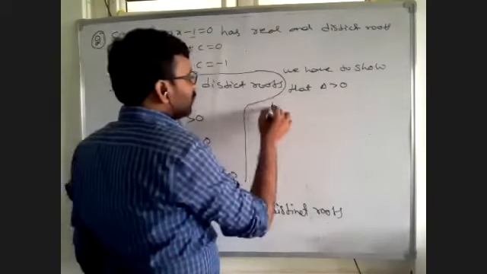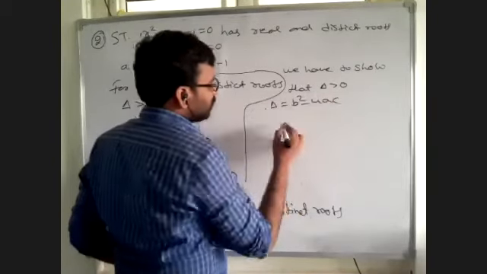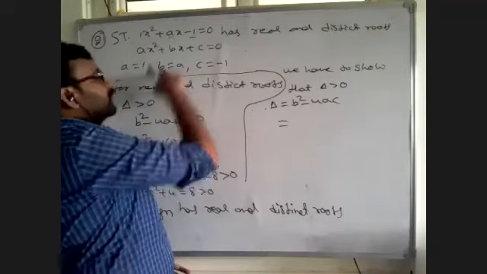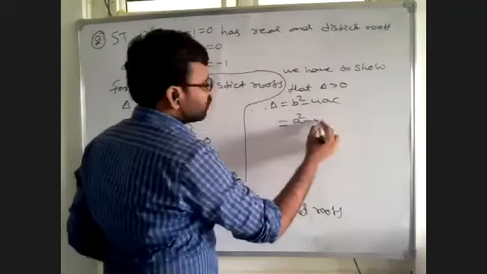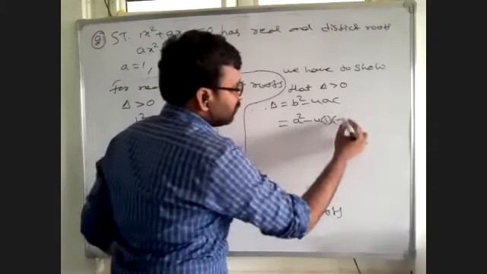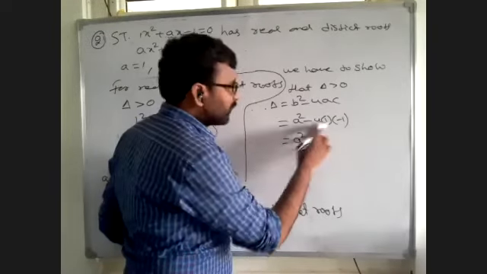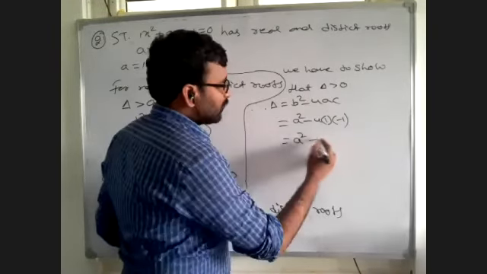Therefore, delta is equal to what? B square minus 4ac is equal to what? B square, a square, minus 4, what is a? 1. What is c? Minus 1. See, this is equal to a square, minus into minus, plus 4.